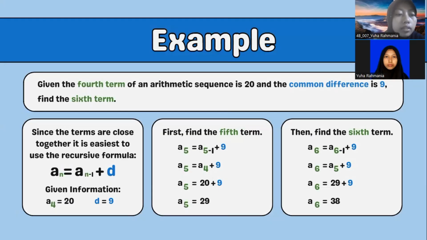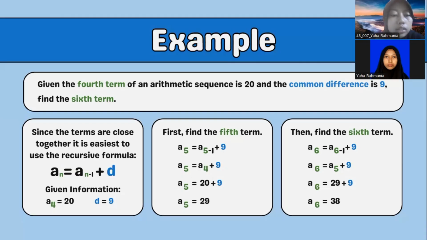First, we find the fifth term. Since the common difference is 9, we add 9 to the fourth term. 32 plus 9 equals 41. So the fifth term is 41. Next, we add 9 again to find the sixth term.